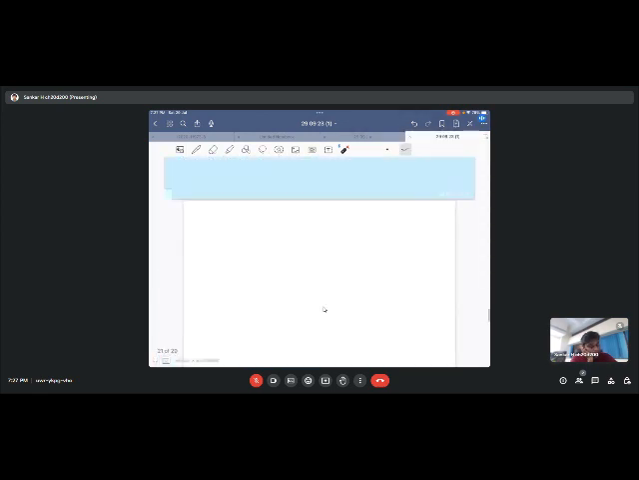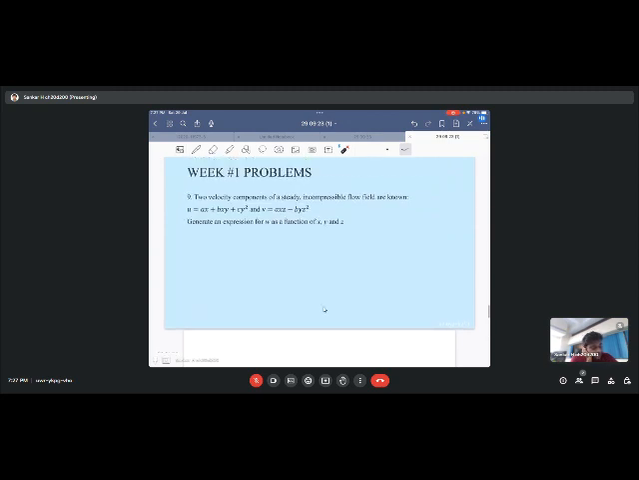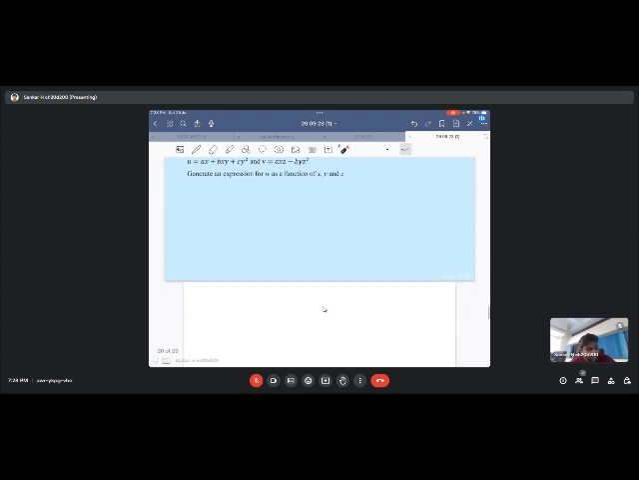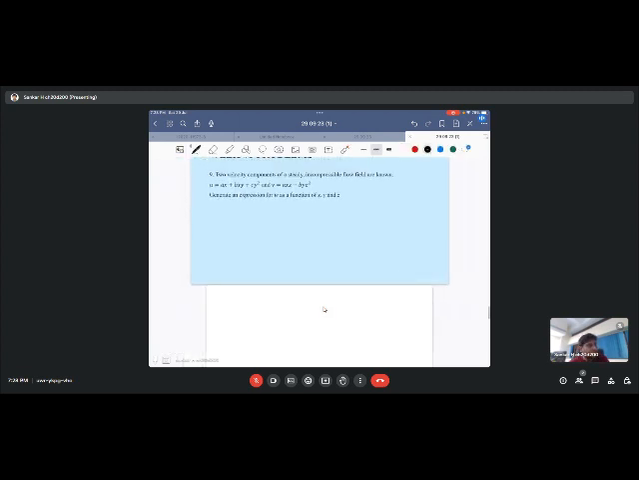Okay, another similar problem to what we did right now. Two velocity components of a steady incompressible flow field are known. u is equal to ax plus bxy plus cy square, and v is equal to axz minus byz square. Generate an expression for w as a function of x, y, and z. Again, it's a flow field which is incompressible, and the only difference is that this is in the three-dimensional coordinate system. The third dimension has to be taken.